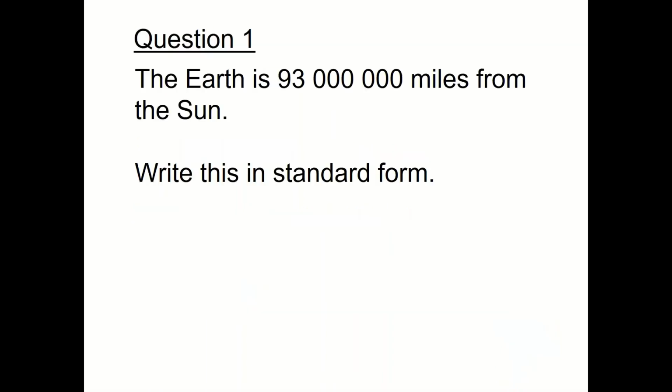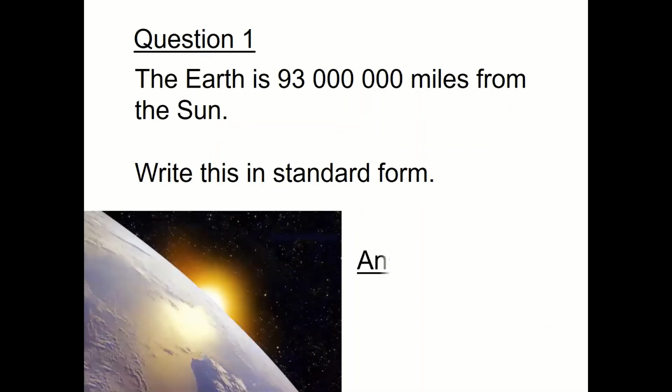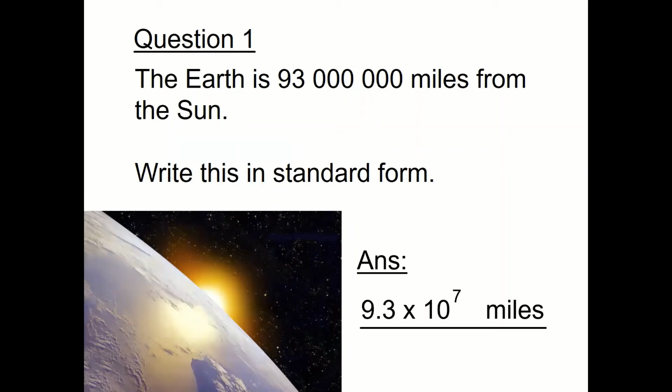Next question. The Earth is 93 million miles from the Sun. Write this in standard form. Okay, we should be catching on to a bit of a pattern now. So our answer would be 9.3 times 10 to the power of 7 miles.